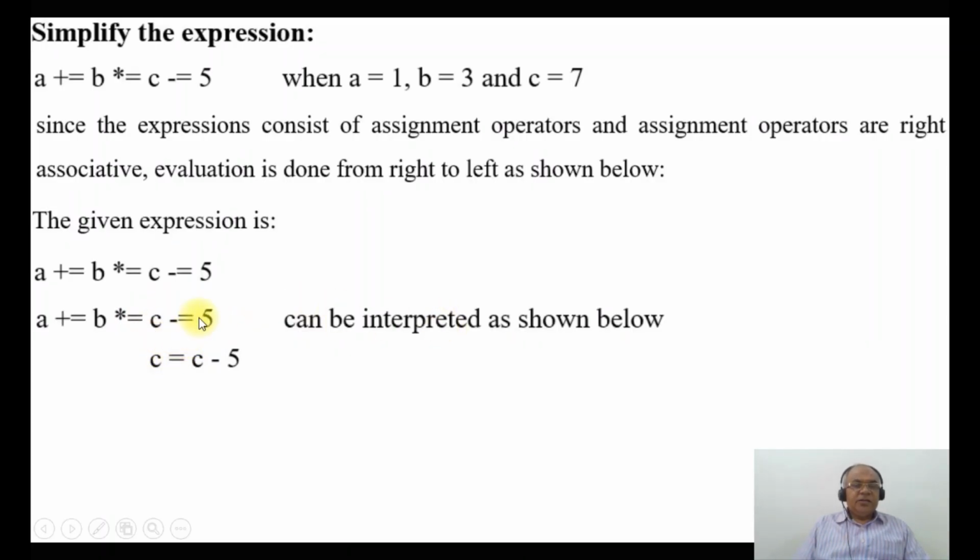So that means you take c -= 5 and transfer this 5 to the left-hand side. So it becomes c = c - 5. Now what do I need to do? Substitute the value of c as 7. So c is equal to 7 minus 5. Therefore, c will be equal to 2.